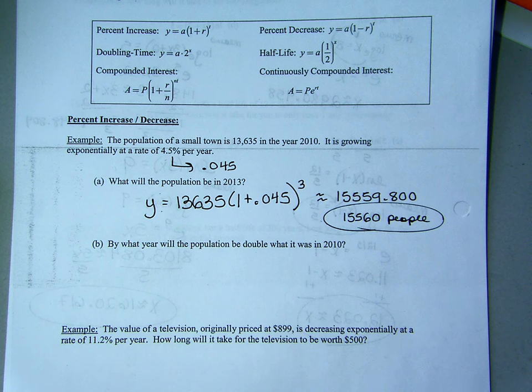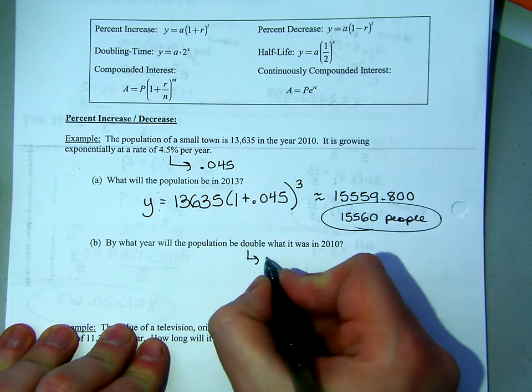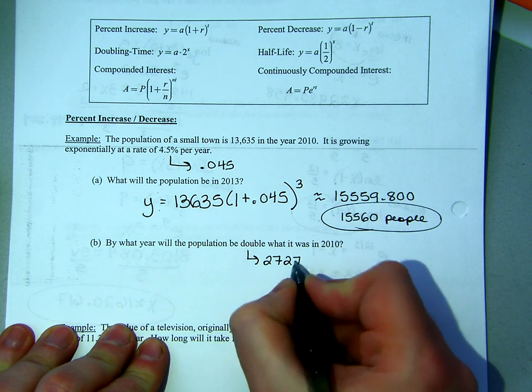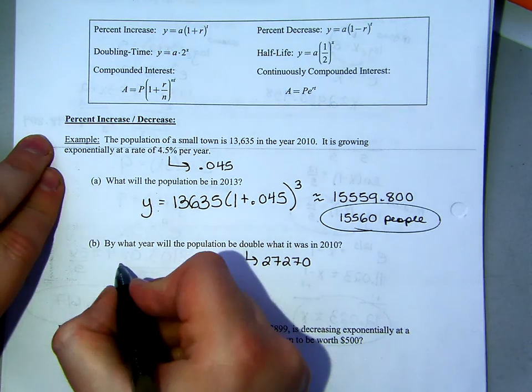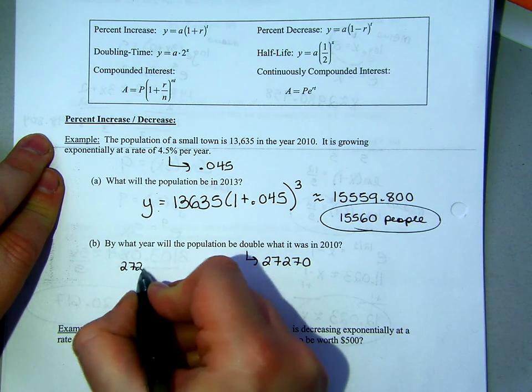Okay, letter B. We want to figure out by what year the population will be double what it was in 2010. Watch very carefully. Do you know what the population will be when it is double what it was in 2010? Okay, so really, I need you to focus here. We know what the ending population should be. It should be 27,270. Hold on 1 second. Let me fill that in. Do I know the starting population?